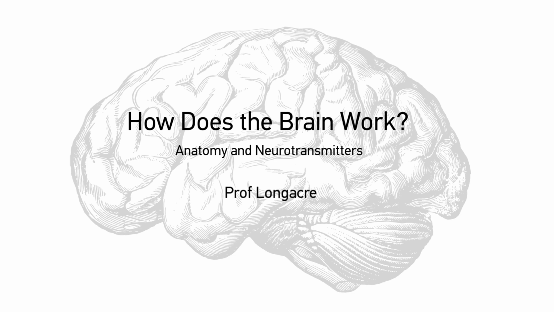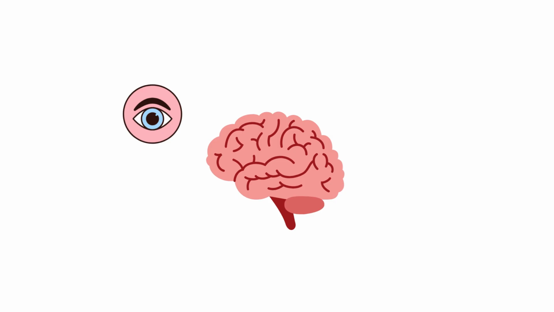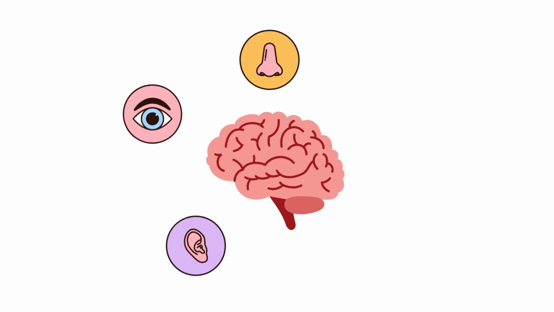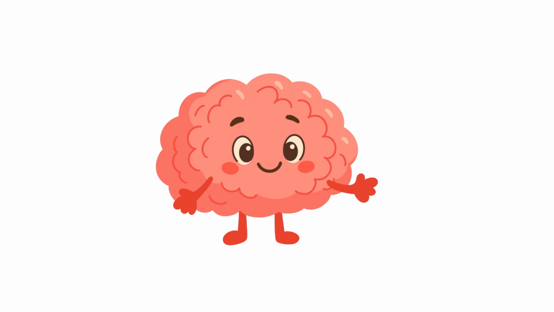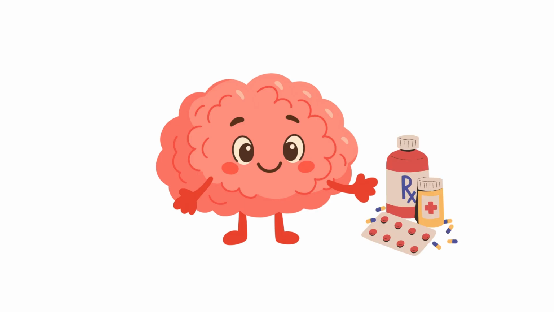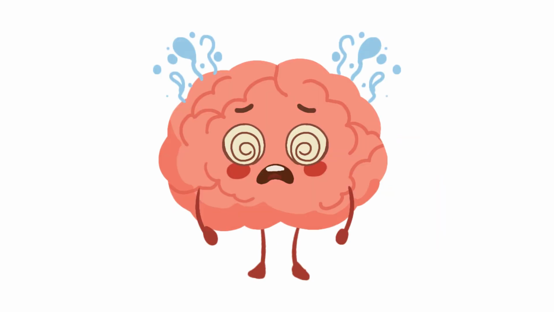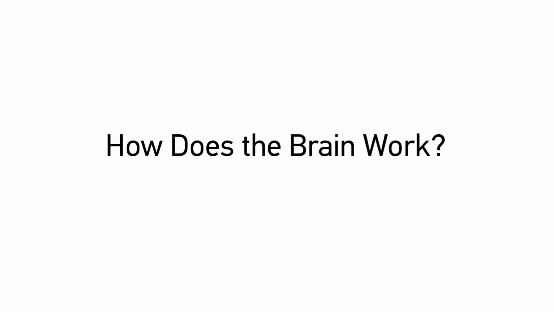The human brain is an incredibly complex organ. You rely on it to see, hear, smell, taste, and feel. Your brain is also the center of your thought, emotions, and identity. Because it runs everything you do, anything that changes how the brain works, like drugs, can have powerful effects. So how does the brain work?